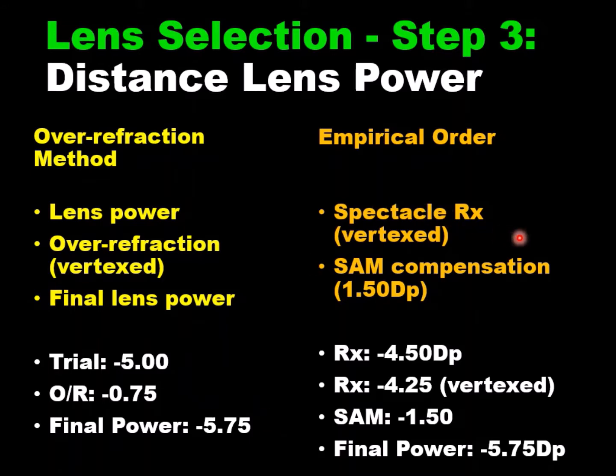Now if we're empirically ordering, we would take the vertex spectacle Rx, and add the 1.5 diopters compensation for the steep add minus. In this example, if we had a -4.5 diopter spherical component, vertex to -4.25, add our 1.5 diopters lacrimal lens compensation, gives us a -5.75 final lens power.